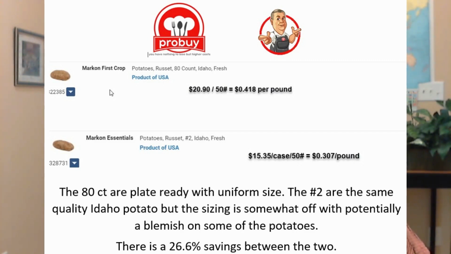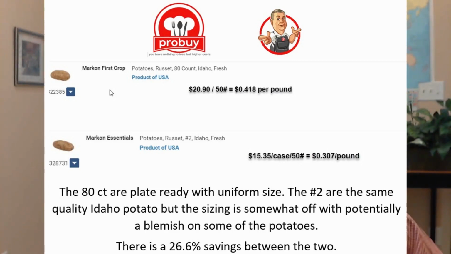In regards to lettuce, for instance, even though they may source from Arizona and California, you'll never see an Arizona lettuce labeled Marcon First Crop. It could still be a Marcon product because of its quality, but the weight of the case and so on can be different. In this case, this is a true 80 count sized 50-pound case of Idaho Fresh, and the cost there per lug is $20.90.